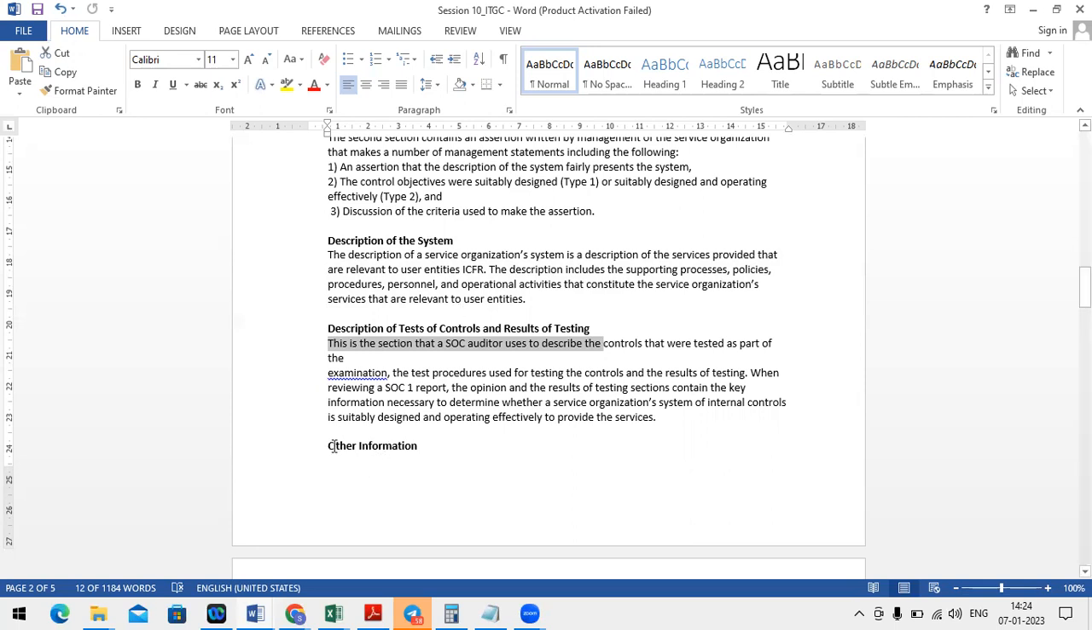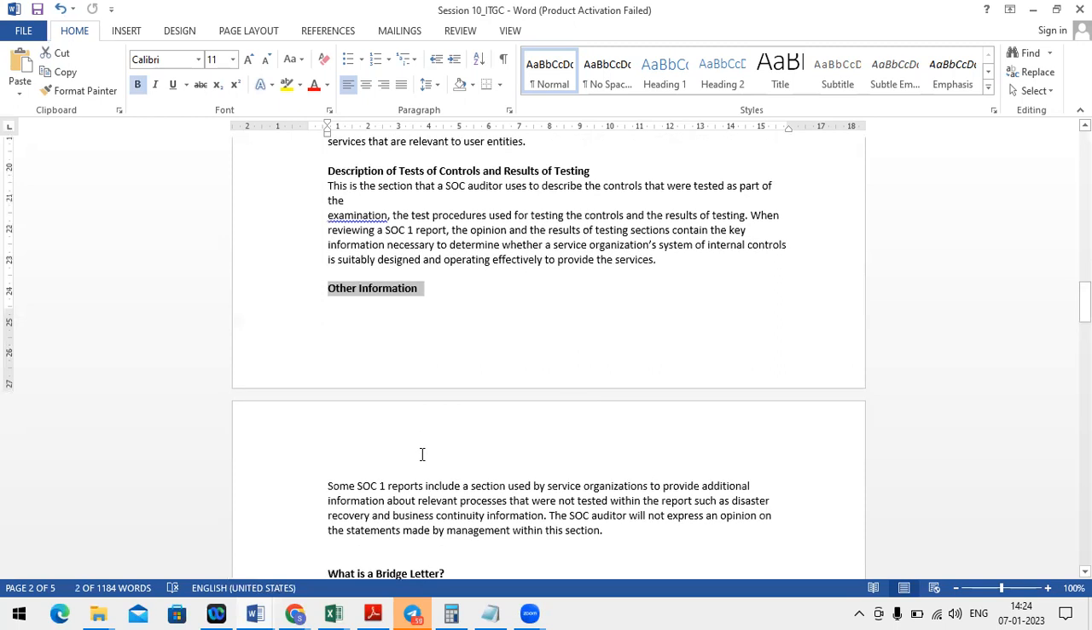The last section covers other information. Other information is nothing but, if a service organization wants to highlight something out of that particular report, they will highlight that point in the other information section. So these are the 5 sections.